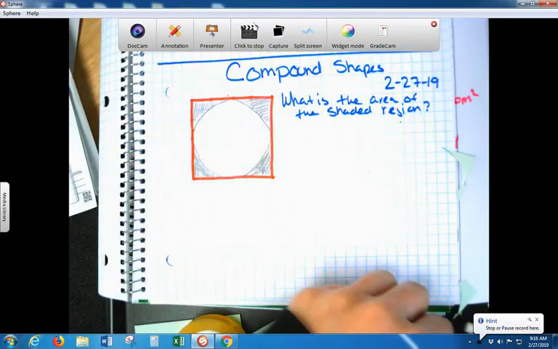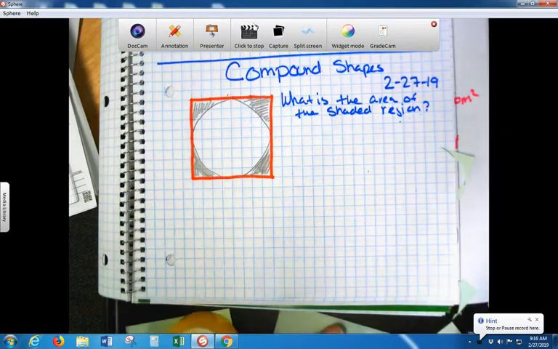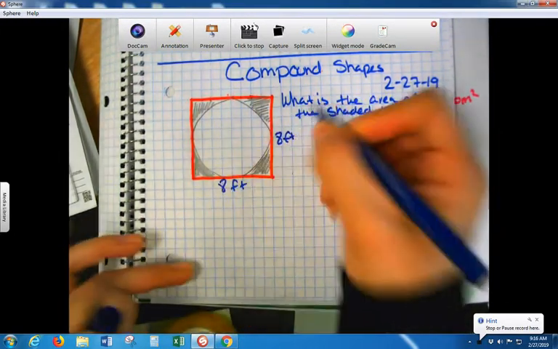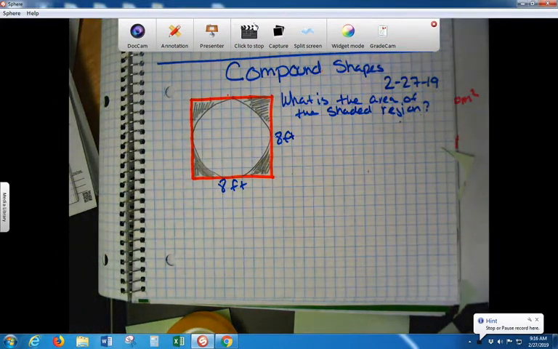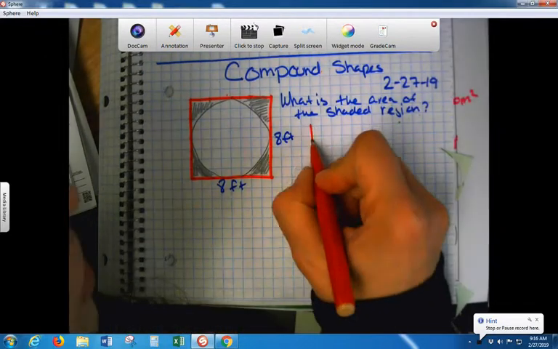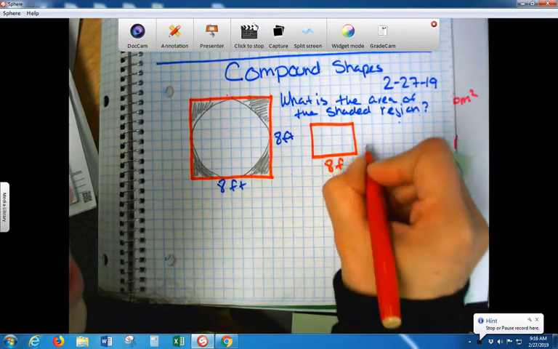All right. So first, let's do the. Oh wait, I forgot to tell you. My bad. This is 8 feet, and this is 8 feet. Right? Those important details. Okay. So let's do the square. I'm going to draw a little square on the side that represents my big square. This is 8 feet, and this is 8 feet.